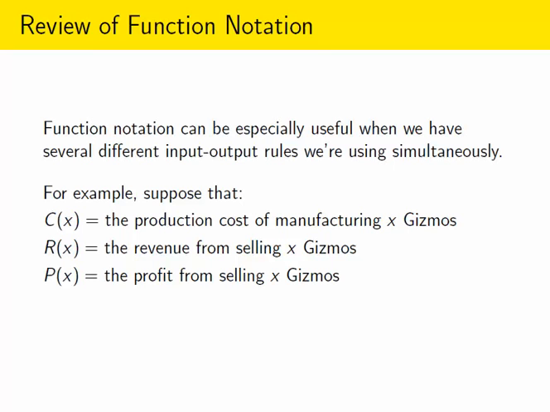And it turns out these quantities are related. You can obtain the profit by figuring out the revenue and subtracting the cost of production. We're able to express the relationship between these different quantities because we have a different symbol for each of them. P of x represents the profit, R of x represents the revenue, C of x represents the cost of production. If we didn't have function notation, it would be harder to represent this relationship.